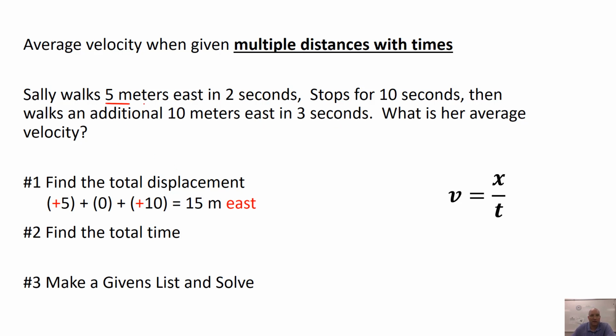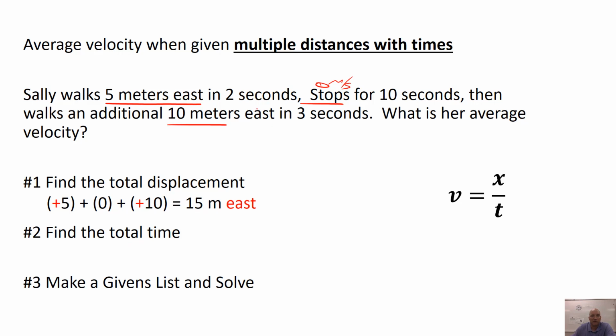So we had 5 meters east, stopped, which is 0 meters per second. So watch out for words that mean numbers. And walks an additional 10 meters. So we have the plus 5, the plus 0, the plus 10. We add all those numbers together. We get 15 meters positive, which becomes 15 meters east.